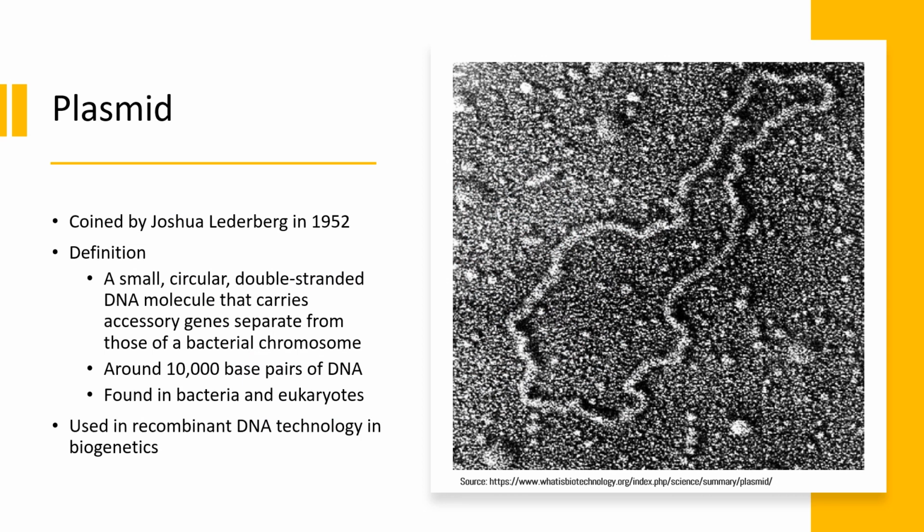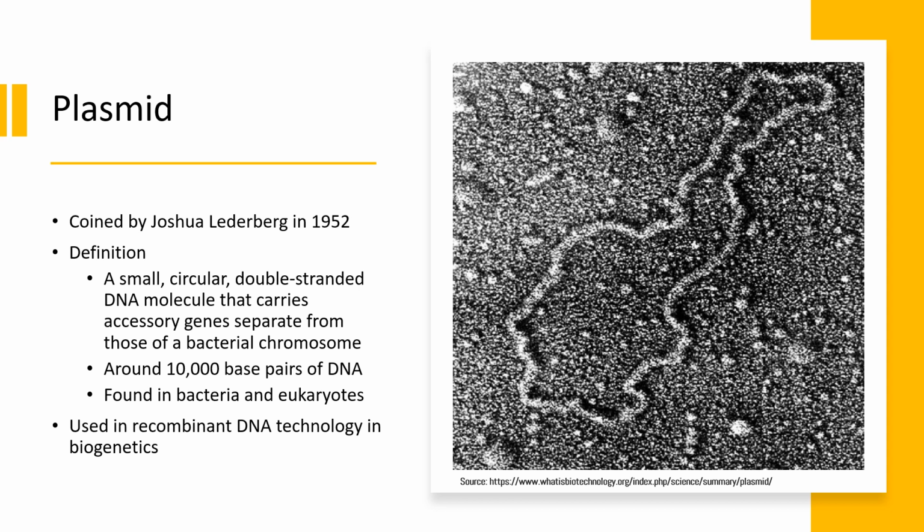First, please allow me to introduce plasmid. The word plasmid was coined by Joshua Lederberg in 1952. Plasmid is now defined as a small, circular, double-stranded DNA molecule that carries accessory genes separate from those of a bacterial chromosome. Compared to a normal chromosome, it usually carries less genetic information, containing around 10,000 base pairs of DNA. Although plasmid is common in bacteria, other organisms, like yeast, which is a eukaryote, also have plasmid.